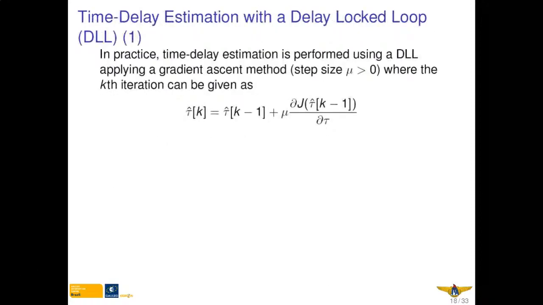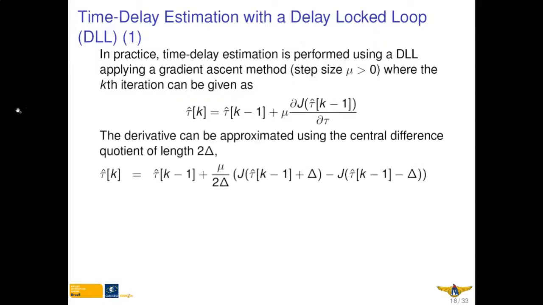In practice, time delay estimation is performed using a delay lock loop, a DLL, applying what's called a gradient ascent method with a step size mu larger than 0, where the kth iteration can be given as follows, for the kth period. The estimate of the time delay tau hat of k is given by the estimate of the previous time instant, tau hat k minus 1, plus the derivative of this cost function that we had just derived, which is the cross correlation between the received signal and our replica, multiplied by the step size.